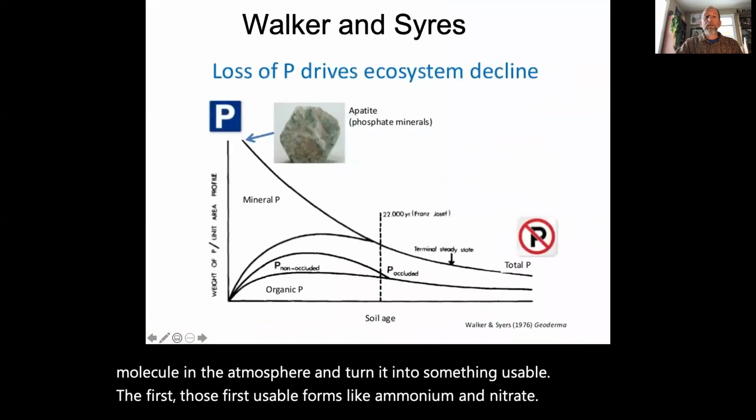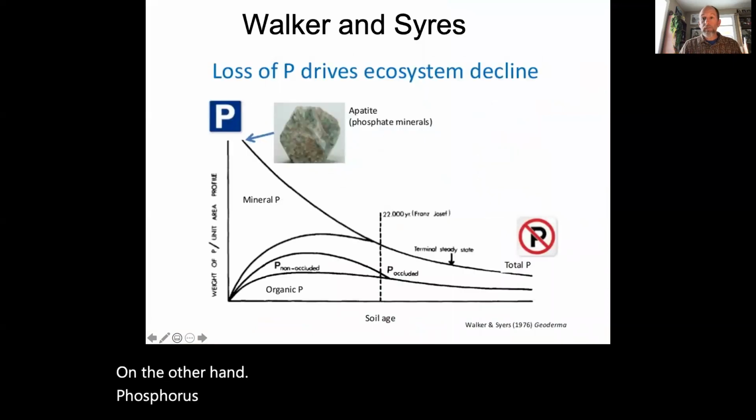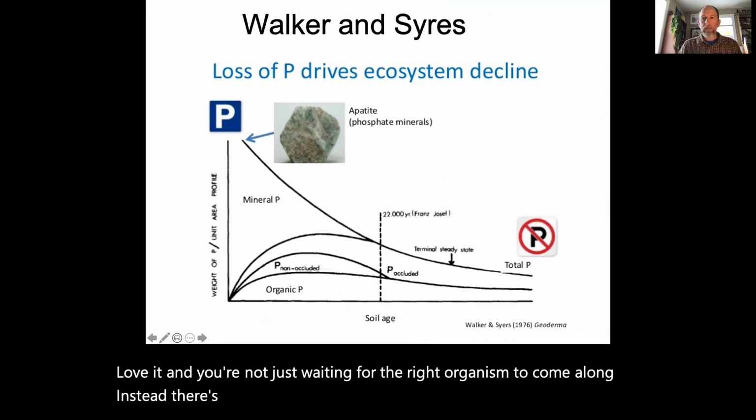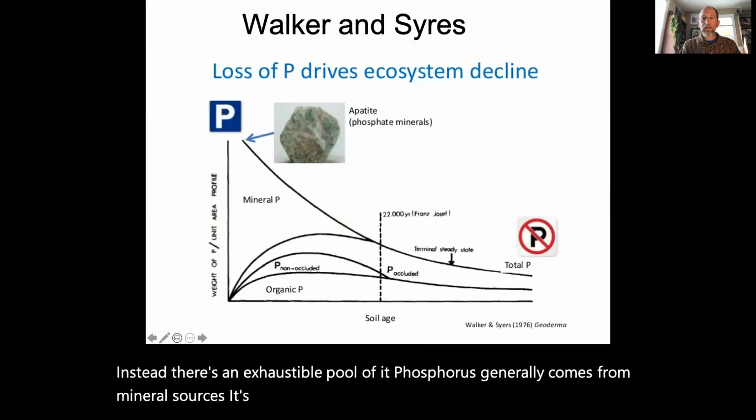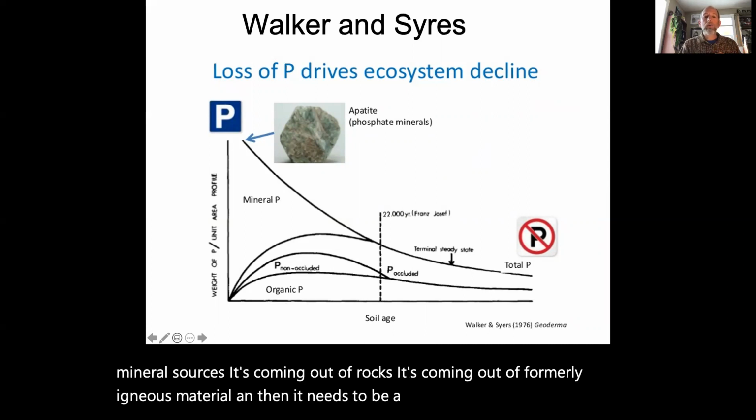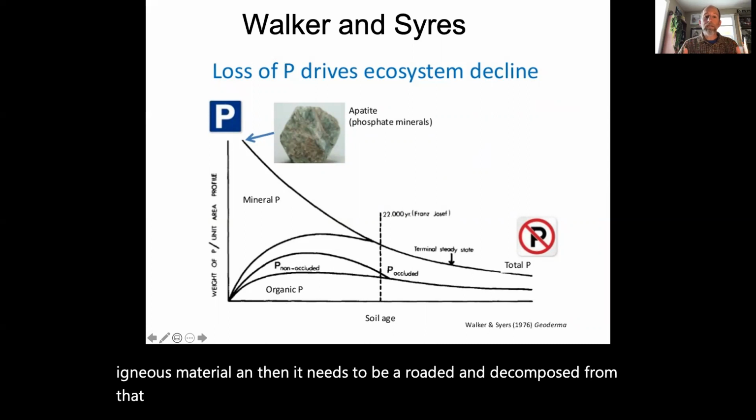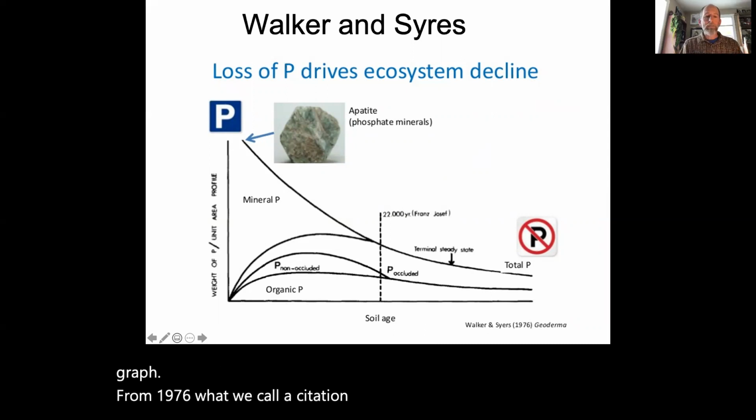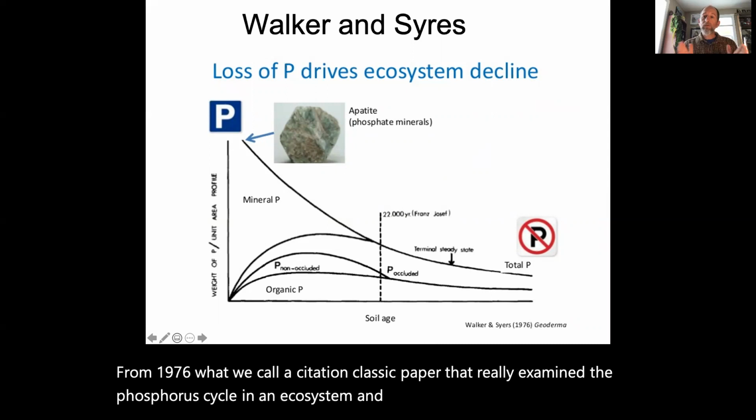On the other hand, phosphorus is totally different because there's not an inexhaustible pool of it, and you're not just waiting for the right organism to come along. Instead, there's an exhaustible pool of it. Phosphorus generally comes from mineral sources. It's coming out of rocks, out of formerly igneous material, and then it needs to be eroded and decomposed from that rock in order to become available. This graph is a classic from 1976, what we call a citation classic paper, that really examined the phosphorus cycle in an ecosystem and what you can expect through time.